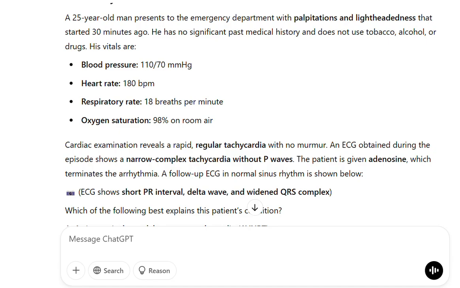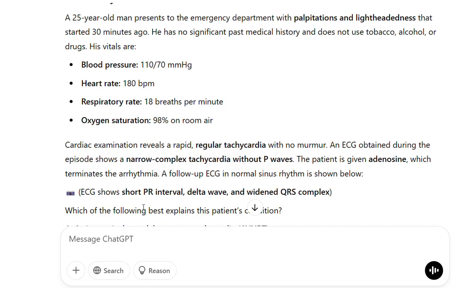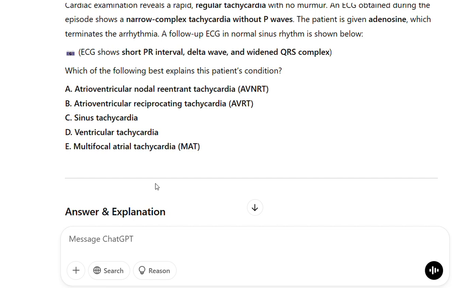Which of the following best explains this patient's condition? A. Atrioventricular nodal reentrant tachycardia, AVNRT. B. Atrioventricular reciprocating tachycardia, AVRT. C. Sinus tachycardia. D. Ventricular tachycardia. E. Multifocal atrial tachycardia. Answer and explanation.